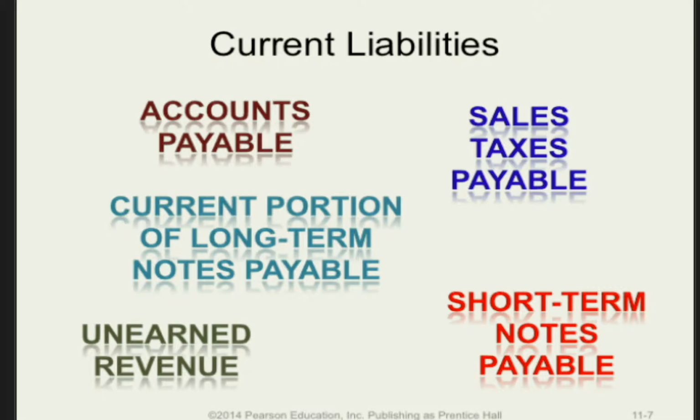Then we have short-term notes payable. It is common in business for companies to borrow money on a very short term, for example, 90 or 180 days. This can occur when a company is anticipating payment but has cash disbursement obligations that are coming due before the payment is due to arrive.